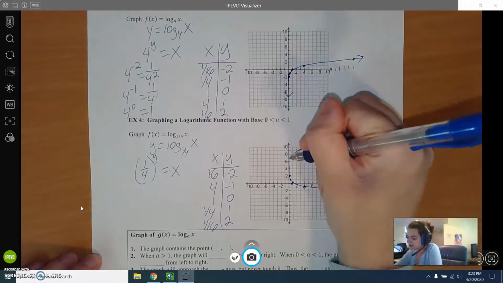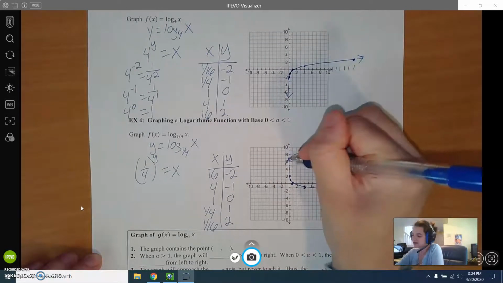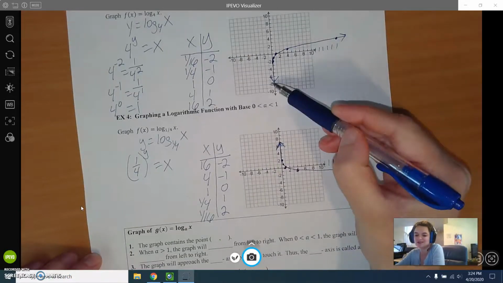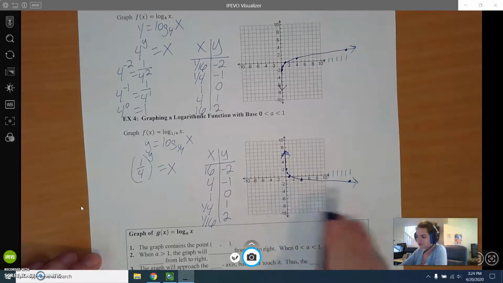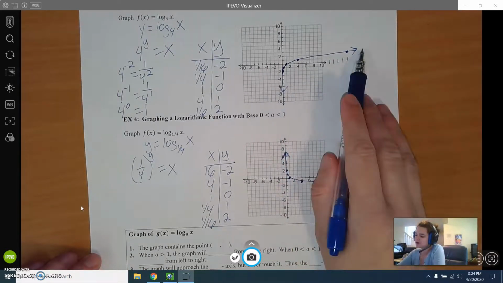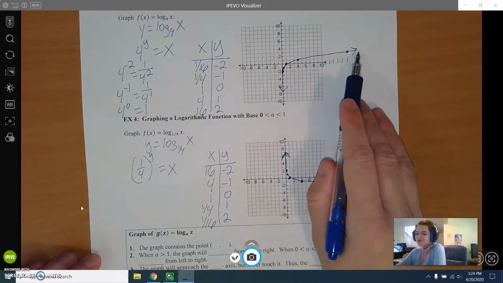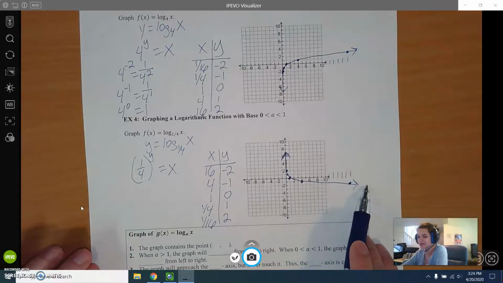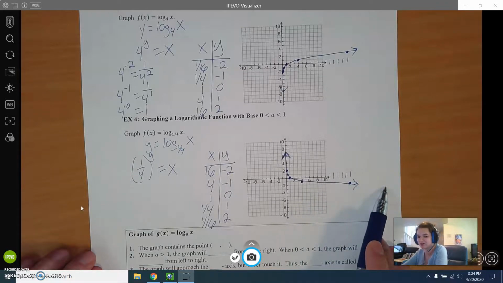what's going to happen is that I approach the y-axis again, but this time I'm approaching the positive y-axis instead of the negative y-axis. I'm still going very, very quickly to the right, but in my log base 4, I was going up and to the right. In my log base 1/4, I'm kind of going very slowly down and very quickly to the right, okay?